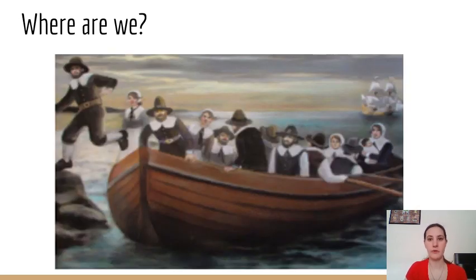After Columbus's voyage, more and more groups of people from various countries in Europe decided to make a trip across the Atlantic Ocean to explore North America. One of these groups were from England, and they landed at Plymouth Rock. Do you remember who they are?